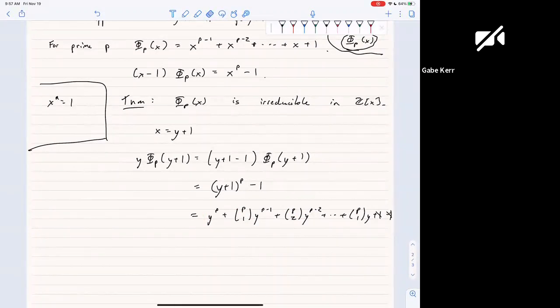So what you'll get is y to the P plus something divisible by P. Here you get something divisible by P. I'm just going to write it this way. We know what it is, but I'm not going to write it all out. But I do want to write the last one. This is just P. That's just P, since P choose 1 is P. I should have said P choose P minus 1. They're the same, but okay.